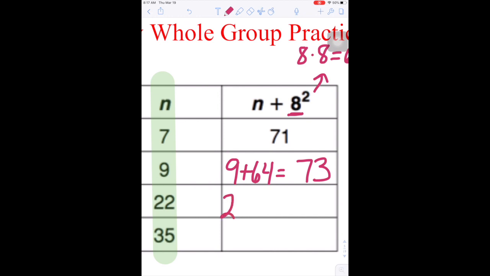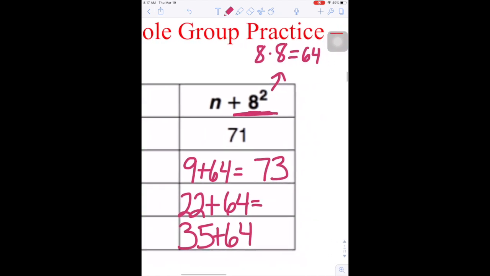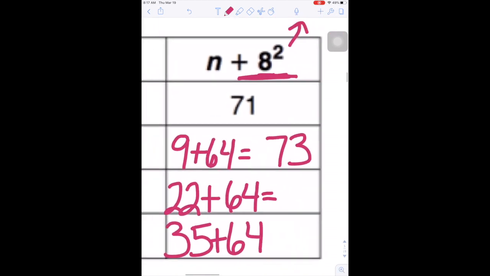Again, it's good to write it out. 22 plus, remember each time we're doing plus 8 squared, which is 64. And sometimes I like to just write it all in first and then go back and solve. So the answer you would get for this one would be 86. This one we have 99.